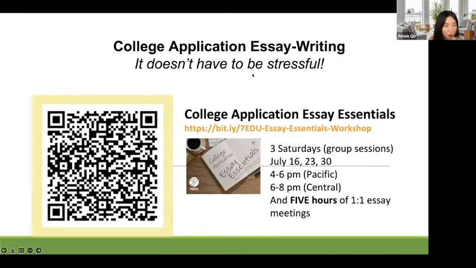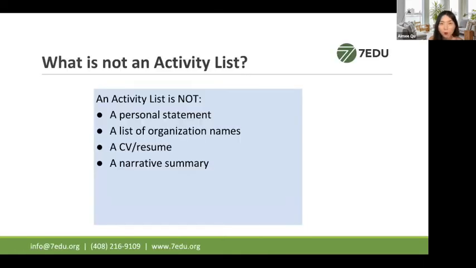Okay, but now I think we have 10 minutes before I open up to Q&A. I did want to speak briefly about the activity lists, since ultimately those 4 years of working on this extracurricular profile and being invested in all these activities is going to be demonstrated on the application as the activity list. So the activity list is not your personal statement. It is not an essay. It's also not just a list of organization names, and it is different from a CV or a resume. It has a very different format.